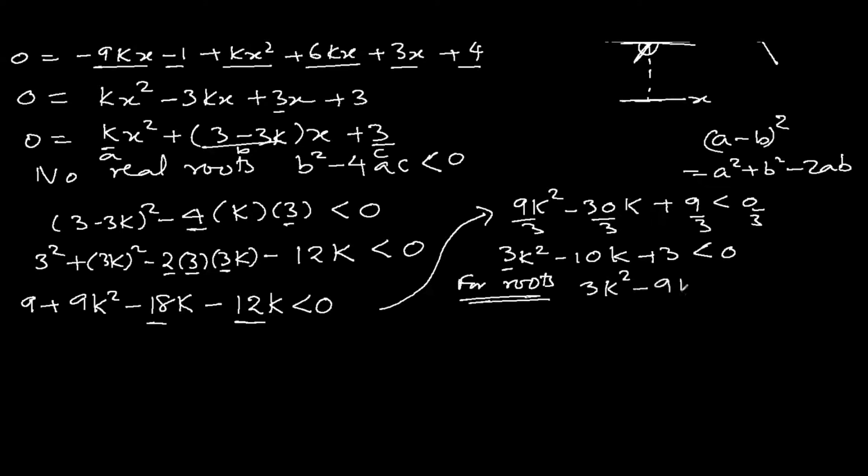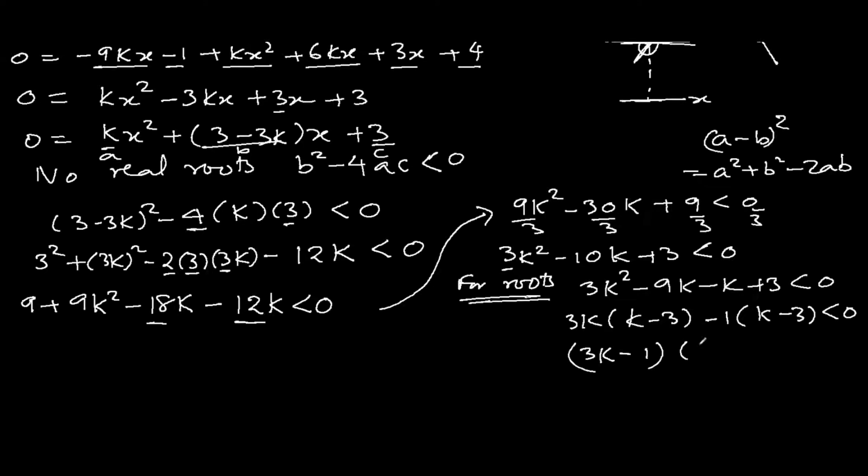3k square minus 9k minus k plus 3. So 3k is common here, k minus 3, minus 1, and 3k minus 1, k minus 3 is less than 0. Now this is for roots. Most of the people, what do they do? They treat it just like an equation, and they say this is less than 0, 3k is less than 0, and k minus 3 is less than 0, which is wrong. It's a mathematical crime to do this. Never do that.